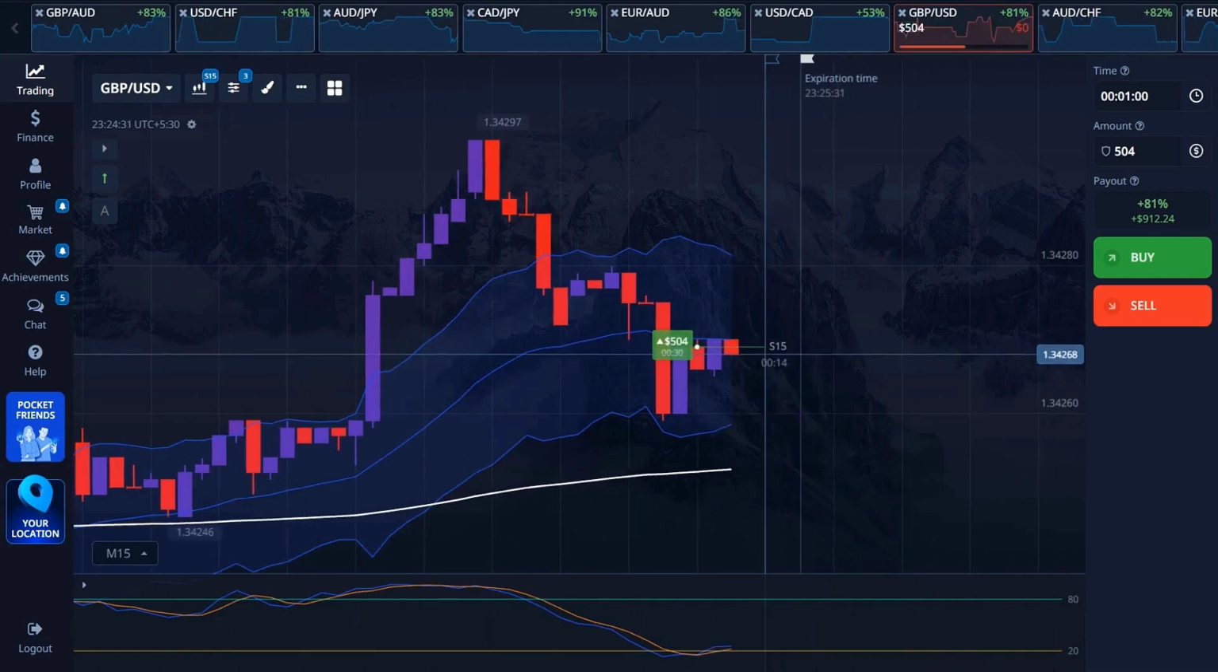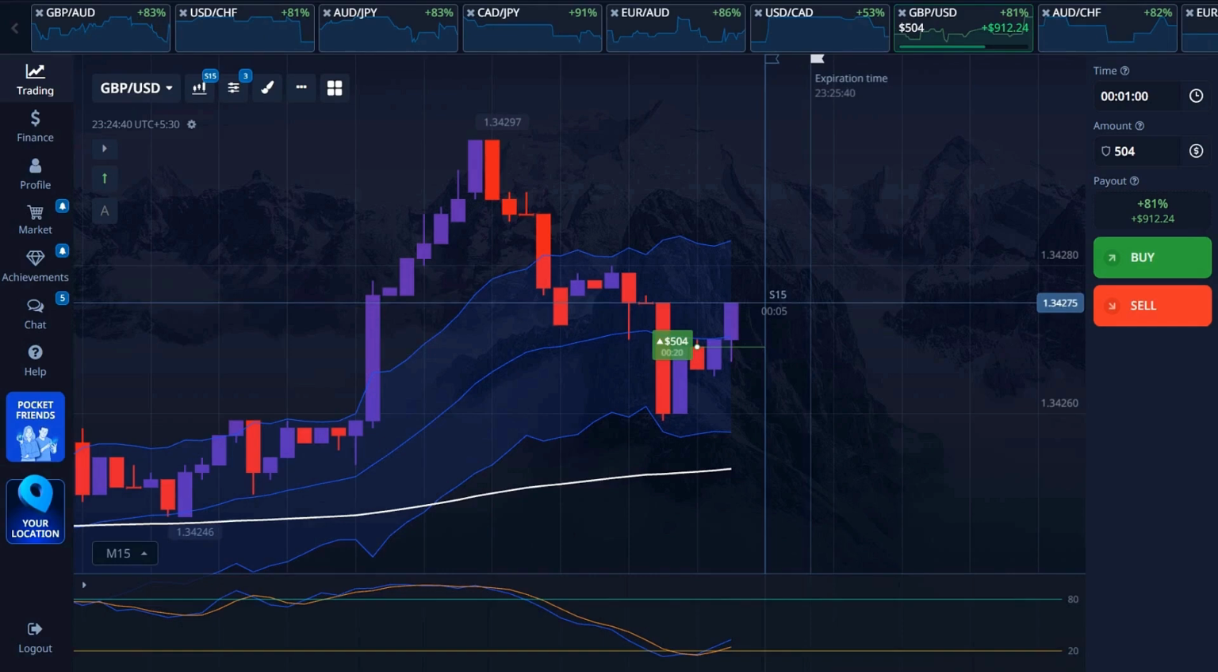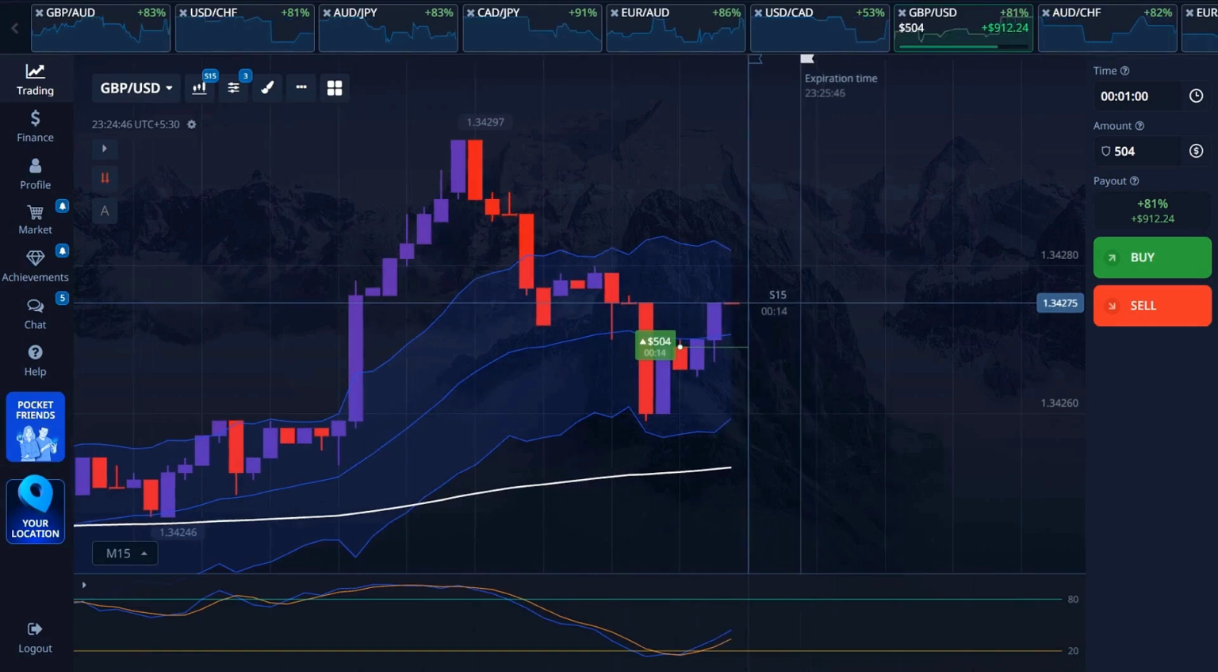Now the key here is patience. We don't panic if the price wobbles a bit. Notice how after touching the lower band, the market is already starting to push upward. The EMA 200 is holding strong below the price, which is giving extra confidence to this trade. This is where discipline pays off. No chasing, no doubling up, just sticking to the plan.